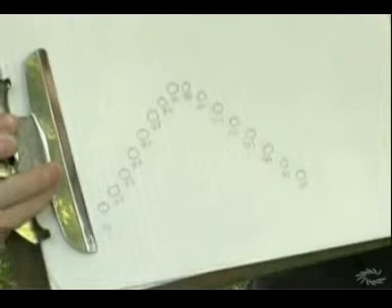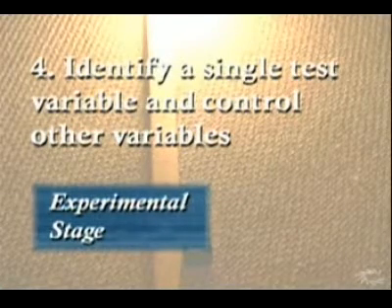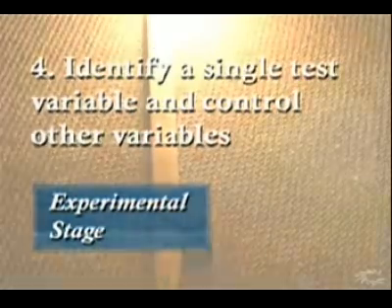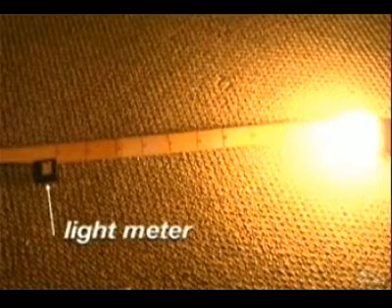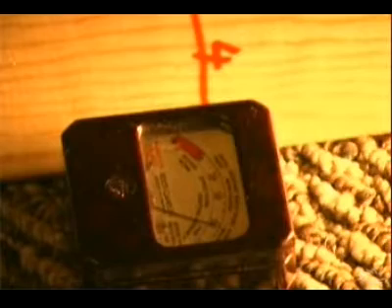It must be repeatable. Number 4. Identify a single test variable and control other variables so only one condition is being tested. This procedure is at the heart of every experiment. For example, the test variable here is the distance of a light meter from the light source. As we can see, light intensity increases as we approach the light.